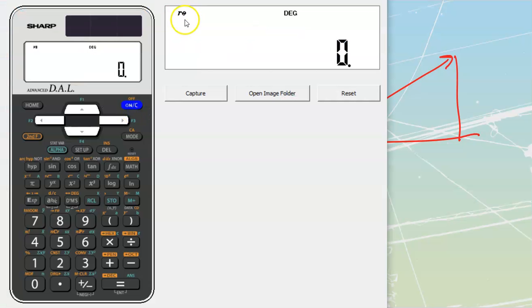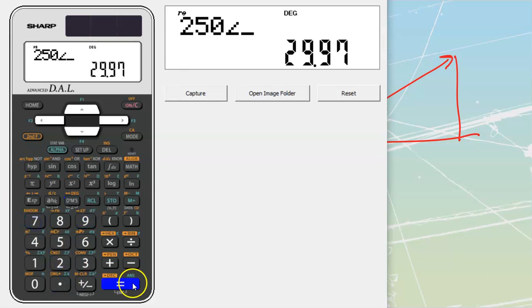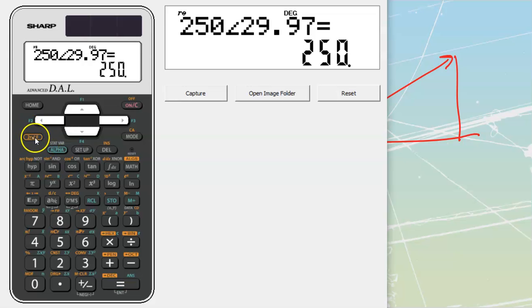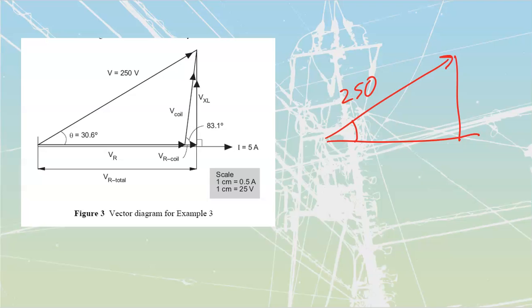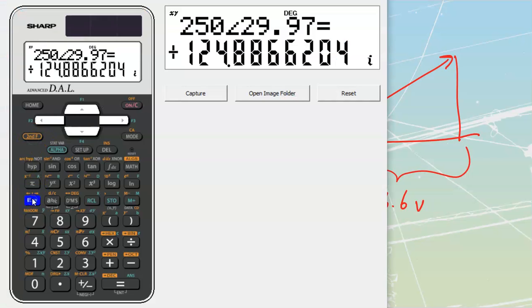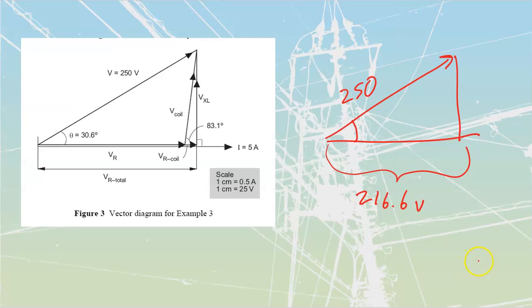So I'm going to take, we're inside of polar mode over here, R theta. So I'm going to take 250 angle 29.97, which equals a value. I stored it in memory by hand, and then I'm going to do that conversion to my XY. My X value is going to be 216.57. We'll round that to 216.6. So let's place that on here. 216.6 volts, and that's going to be all the way across from here to here. And I know that my Y value is going to be 124.9, 124.9 volts that I'm going to have.